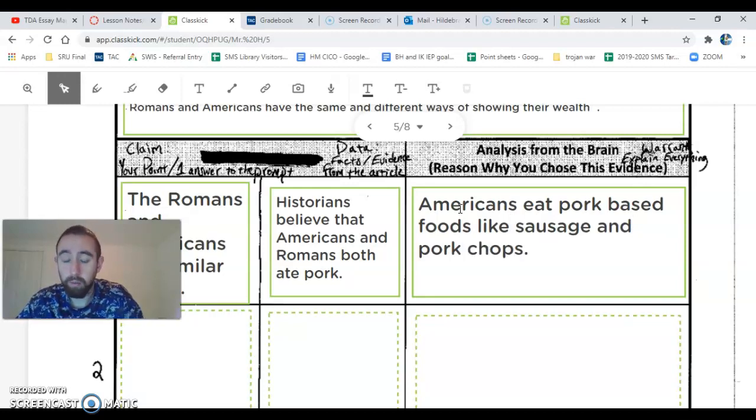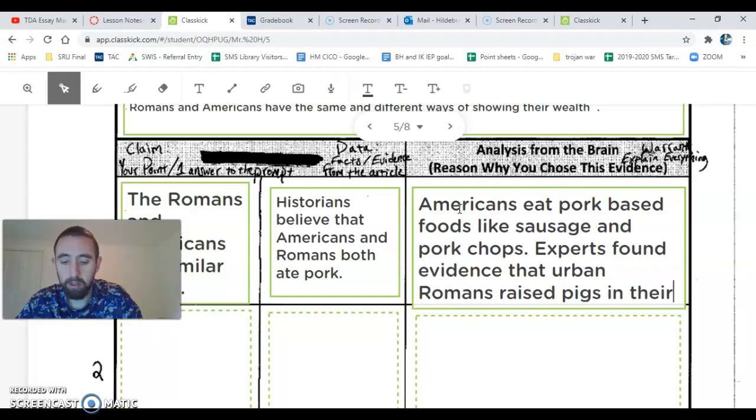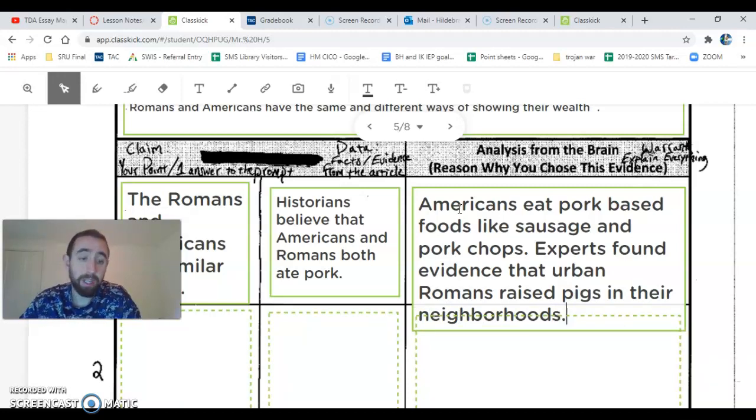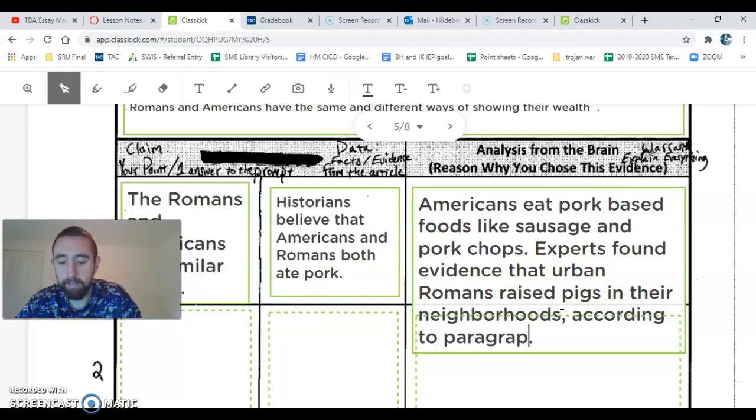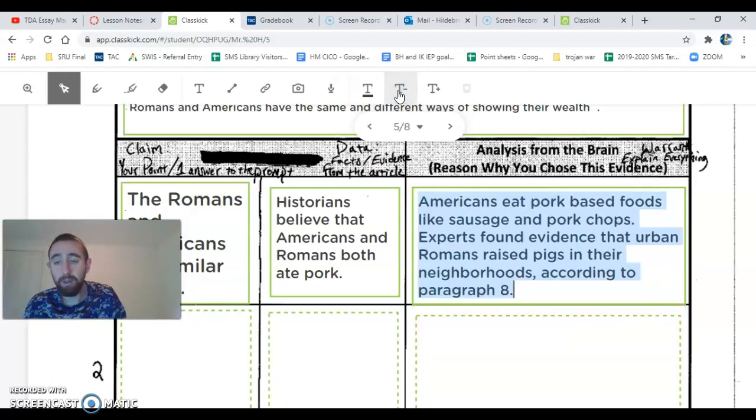And then we could explain even further. We could say experts found evidence that urban or city Romans raised pigs in their neighborhoods. And we could even be more detailed. We could say experts found evidence that urban Romans raised pigs in the neighborhoods according to paragraph, right, 8, or whatever paragraph you find it in. Now let me shrink that too so it fits in the box. But see, you're explaining everything to the reader so that they'll understand, because they might not have read the article.